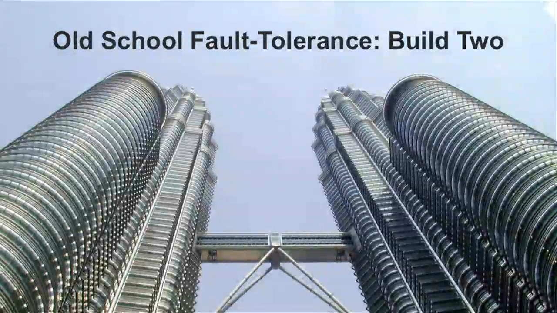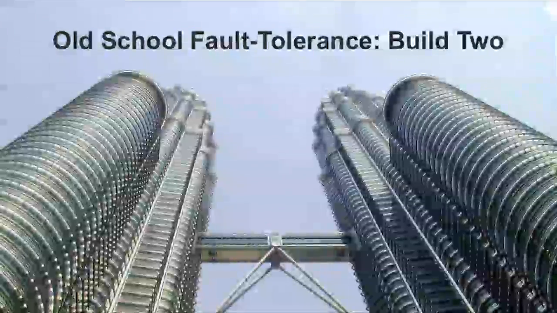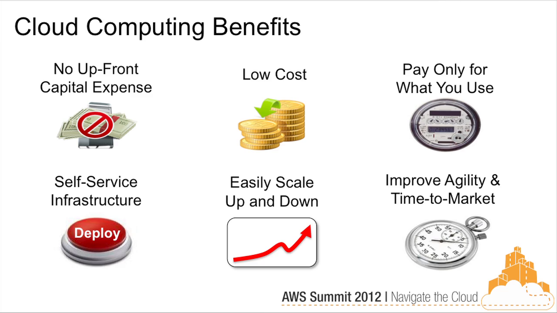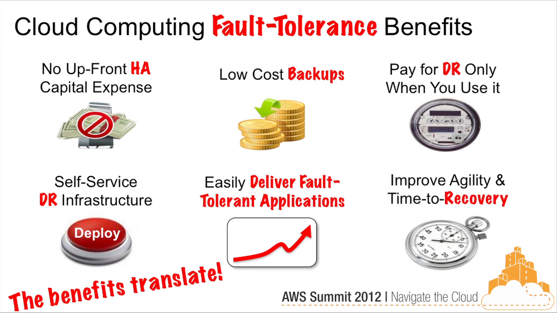and we think that cloud has proven that there are approaches that make more sense. You've been talked through, for the last couple of tracks, the obvious cloud computing benefits. These benefits translate to fault tolerance. We'll make it so that there isn't an upfront capital expense for a highly available architecture. We'll make it so that your backups don't cost so much to run. We'll make it so that your disaster recovery is really only something you pay the big bucks for when you need it. We'll make it so that delivering fault-tolerant applications is easier and faster. You can get that stuff to market more quickly.